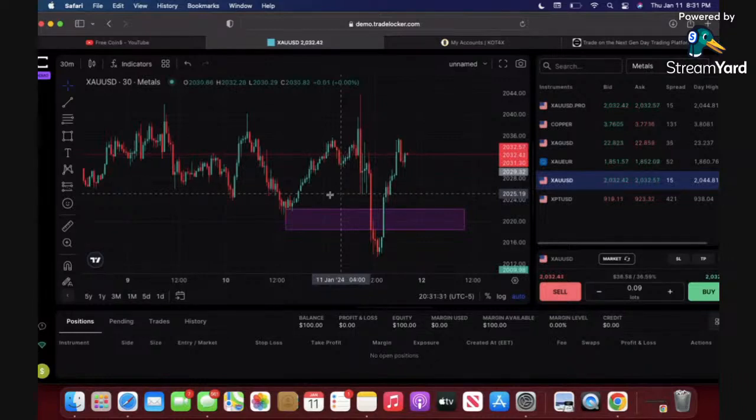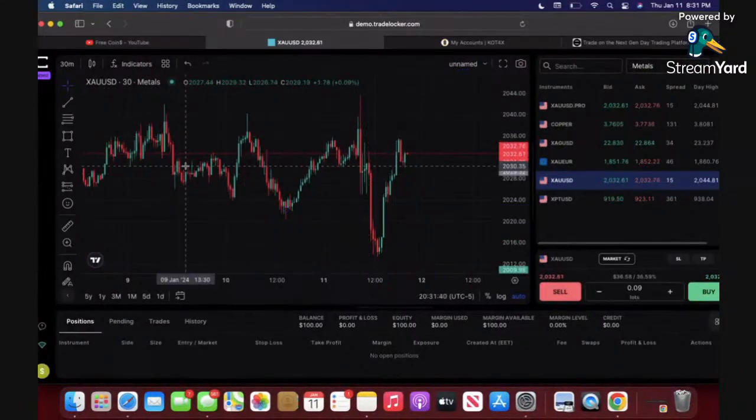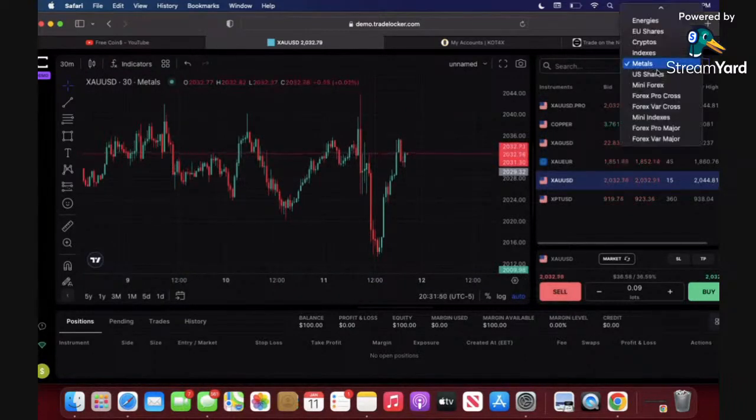Okay, let me take this off as well. Now, if you want to be able to change your market, say you don't want to be inside gold and want to trade something else, one thing I like about Tradelocker is it gives you the options to choose exactly what you're looking for. You can go all, core crosses, forex exotics, forex majors, energies, and so on, all the way down to mini indexes.